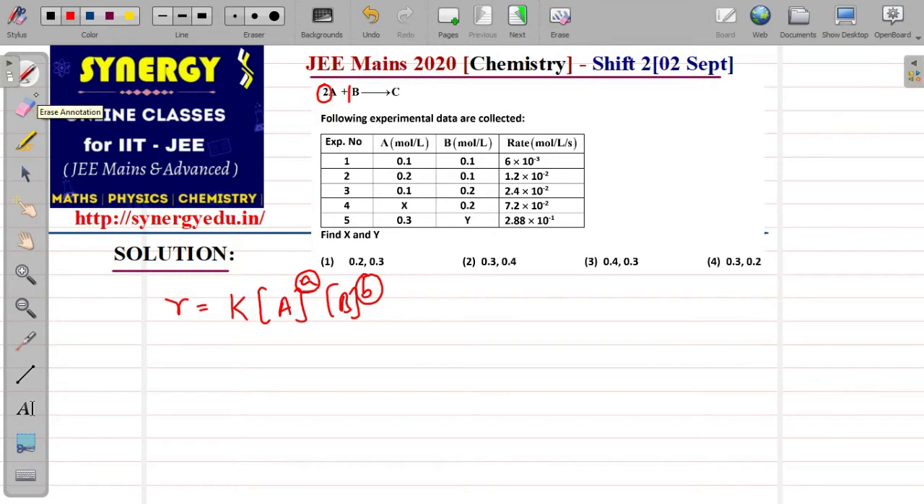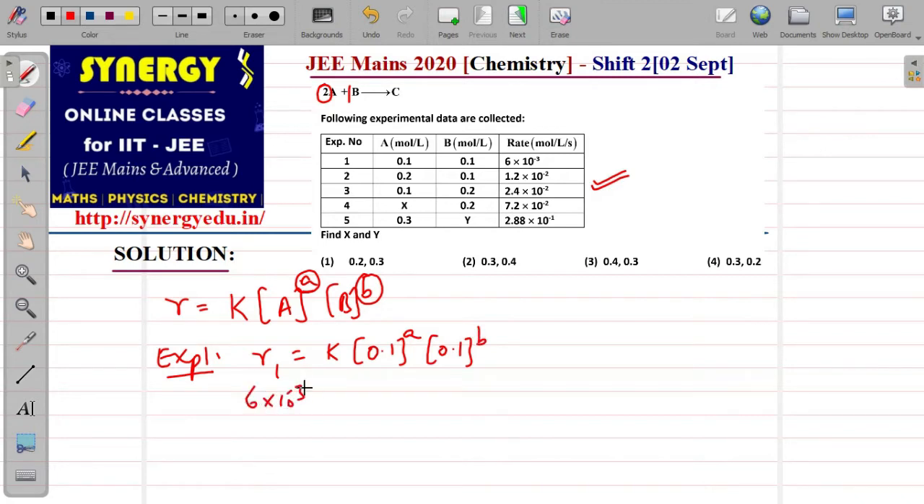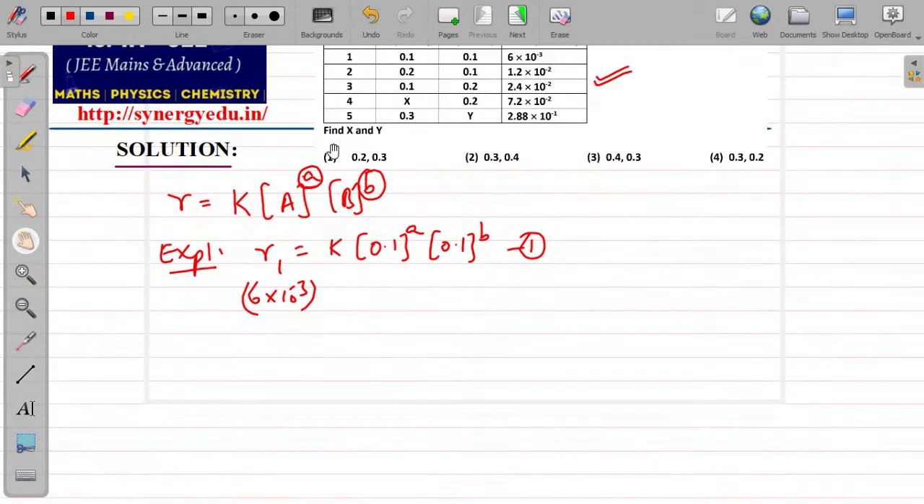Now after noting down like this, we have to identify a and b values using this tabulated data. Let's take experiment 1. What is given? [A] is equal to 0.1, [B] is equal to 0.1. If I apply this, R1 is equal to K into 0.1 power a and 0.1 power b. The R1 value given is 6 into 10 power minus 3. This is one equation.